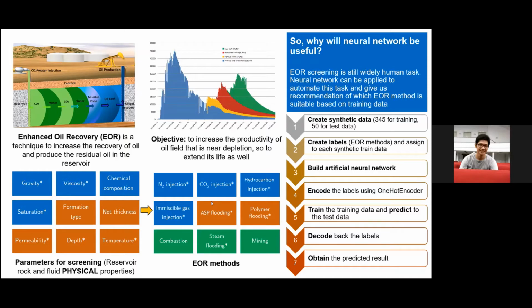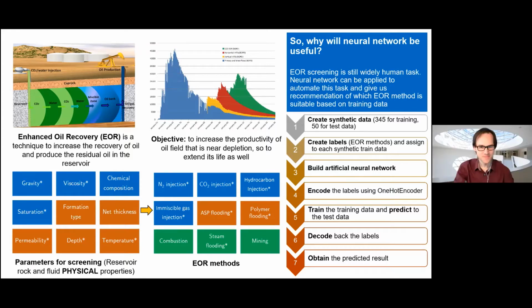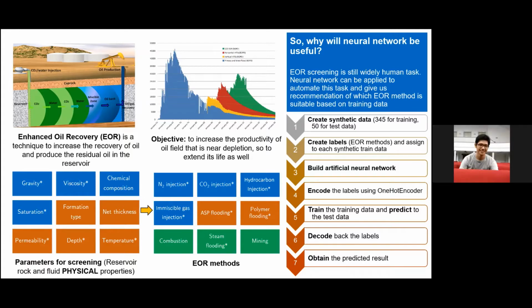So the question is, why is a neural network useful for this? Why is it really important for us in the oil and gas industry? Well, there is a lot of data that can be optimized, and there are lots of oil fields out there which have applied EOR projects. So I think it will be useful to use this data to train a neural network so that it can give us a better recommendation for which EOR method is best for our field.